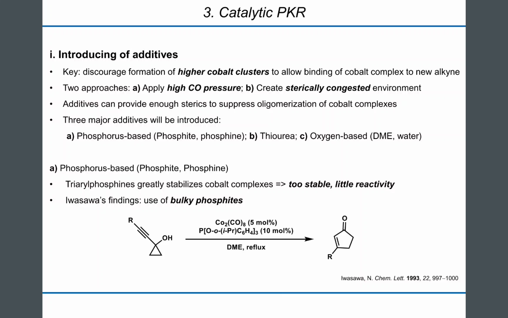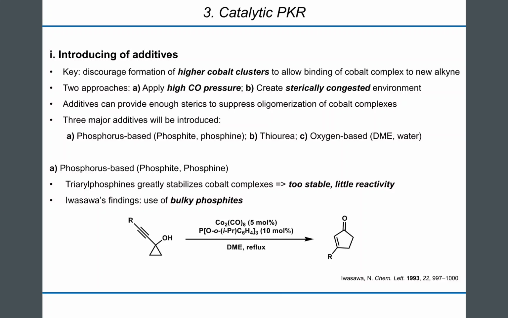First, let's look into the additives approach. The general idea is to modify the dicobalt reagent in terms of sterics so that it doesn't coalesce into high cobalt complexes. But the downside is that it may also lower the reactivity of the reagent. Three major types of additives will be introduced: phosphorus-based, thioureas, and oxygen-based.